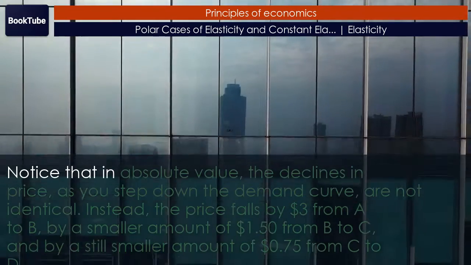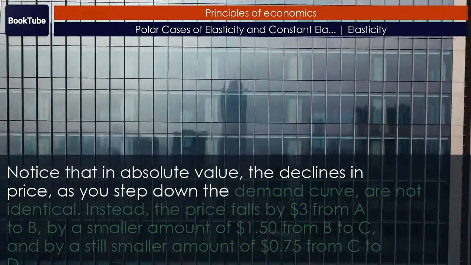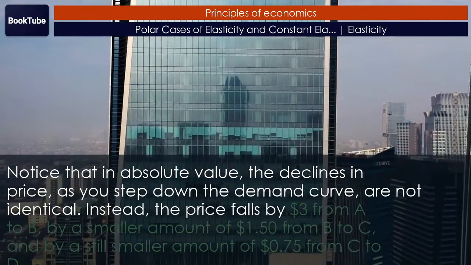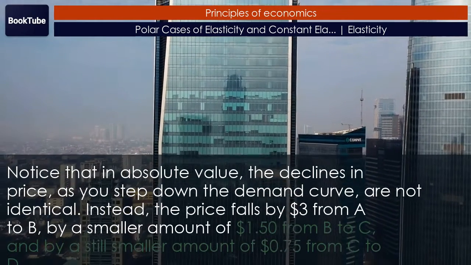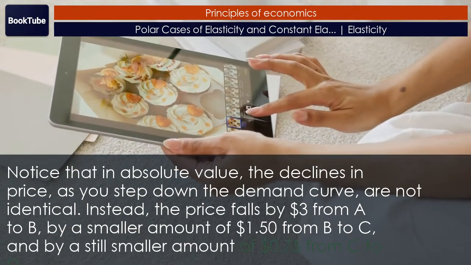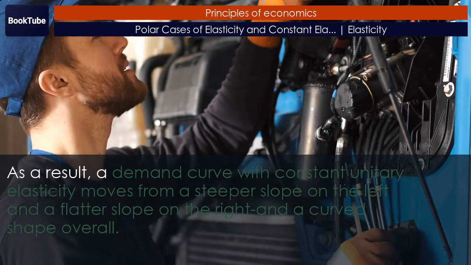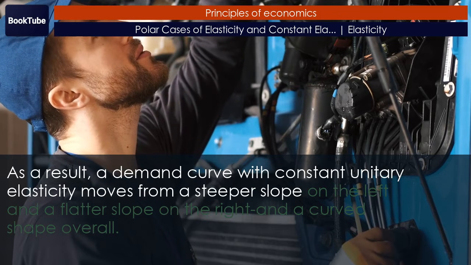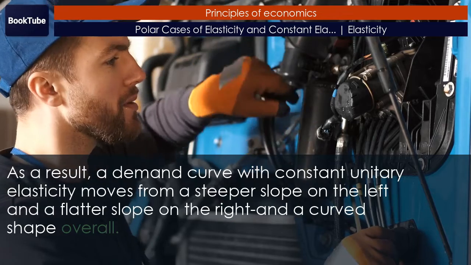Notice that in absolute value, the declines in price, as you step down the demand curve, are not identical. Instead, the price falls by $3 from A to B, by a smaller amount of $1.50 from B to C, and by a still smaller amount of 75 cents from C to D. As a result, a demand curve with constant unitary elasticity moves from a steeper slope on the left and a flatter slope on the right and a curved shape overall.